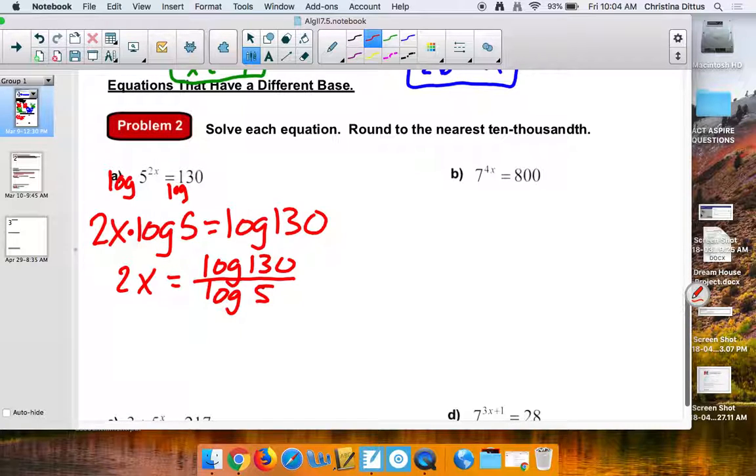Okay, questions through here? What here? With the logs cancel. In calculators, take log of 130 divided by log of 5. Okay, so we're what? 3.12. Did everybody get this in their calculator? Okay, then how would I get x by itself? Divide by 2. And we get x to be 1.512.